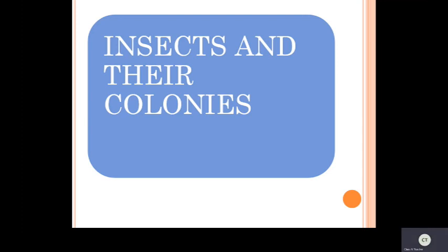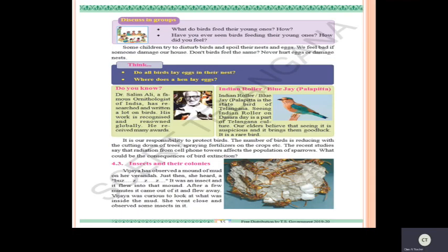See here children, Vijaya has observed a mound of mud on her veranda. Just then she heard a buzz. It was an insect and it flew into that mound. After a few minutes it came out of it and flew away. Vijaya was curious to look at what was inside the mud. She went close and observed some insects in it.